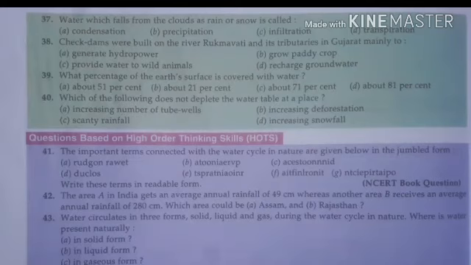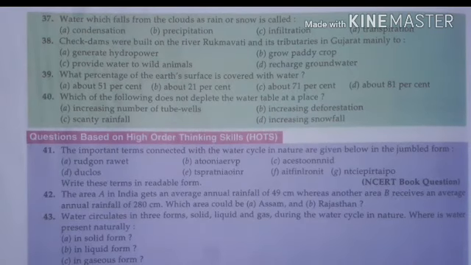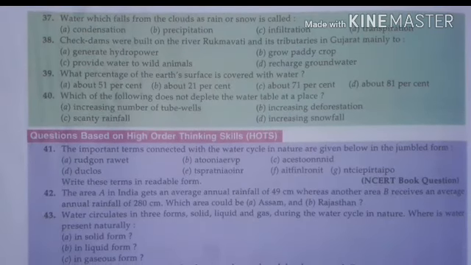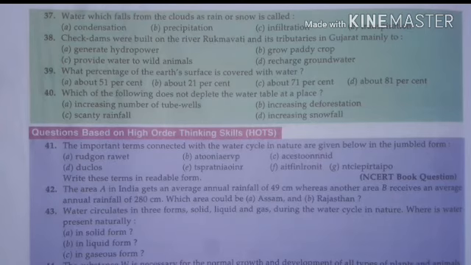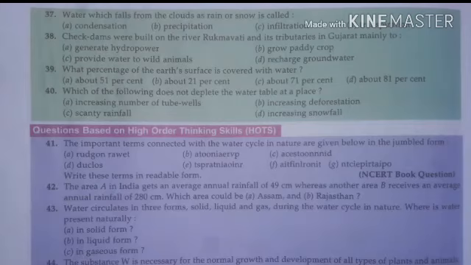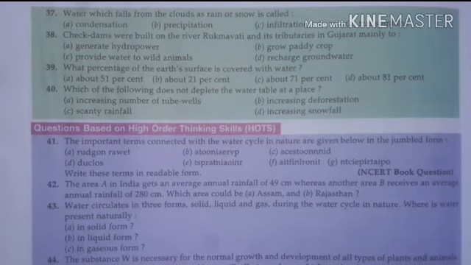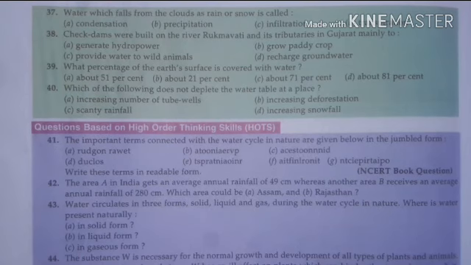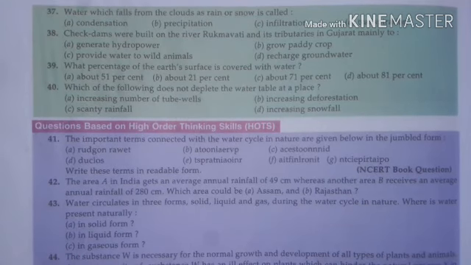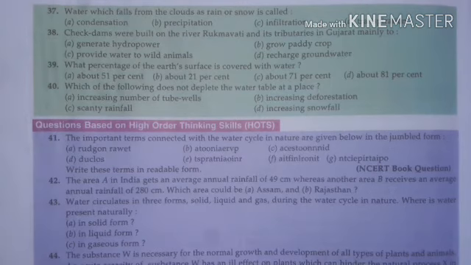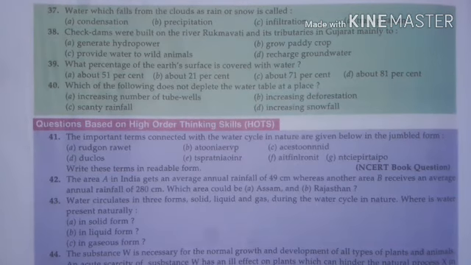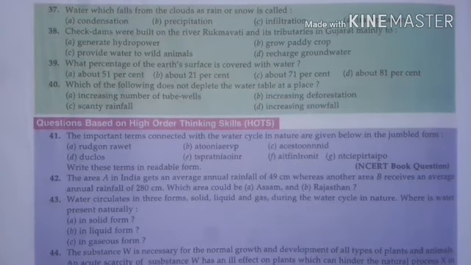And next one, 42. Area A receives 49 centimeters of water and area B receives 280 centimeters of water. So which one is Assam and which one is Rajasthan? In Rajasthan rainfall is very less, so 49 centimeters. So that 49 centimeters is Rajasthan, right? That is nothing but A. A is Rajasthan and the remaining B is Assam.